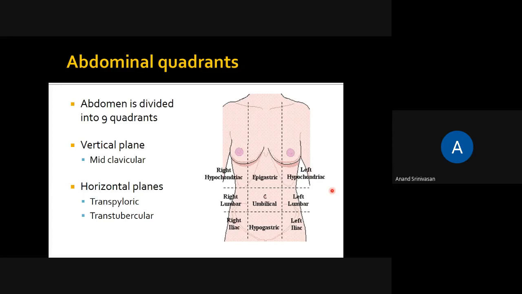If a person comes with abdominal pain, you ask the person where exactly the pain is located. Can you point with the finger where exactly the pain is present? He might be pointing somewhere. Say he points towards the right hypochondriac region. You know that the liver is on this side, so there could be some problem with the liver. Suppose he points the finger towards the epigastric region, you know the stomach is present in this region, so there could be some problem in the stomach. That's why we are dividing it into 9 quadrants.